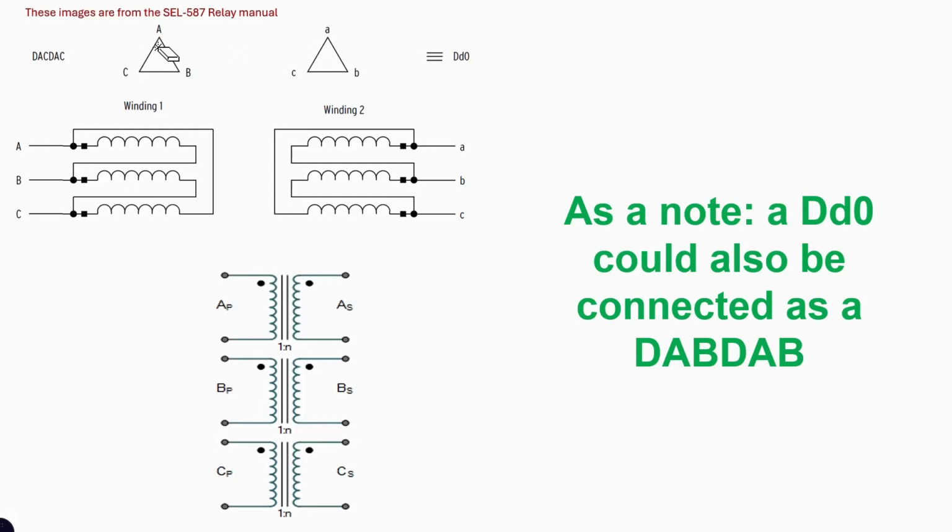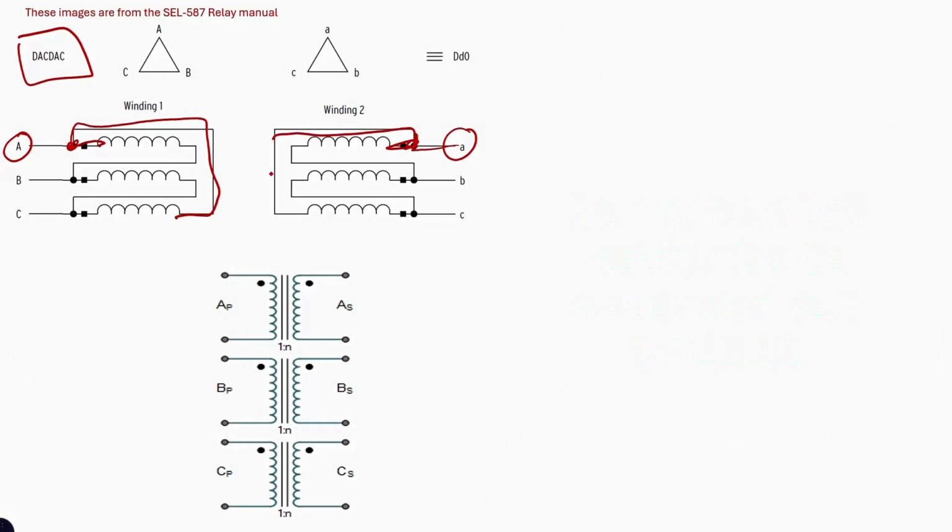All right, so the last thing to look at is this right here, this DAC. Well, that means that the A phase coil on both of them is connected DAC. So that means that it's connected to the A phase coil and it's connected to the C phase coil. And over here, A phase coil and it's connected to the C phase coil.